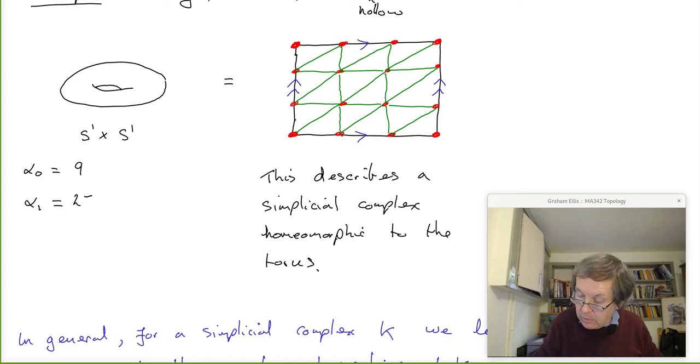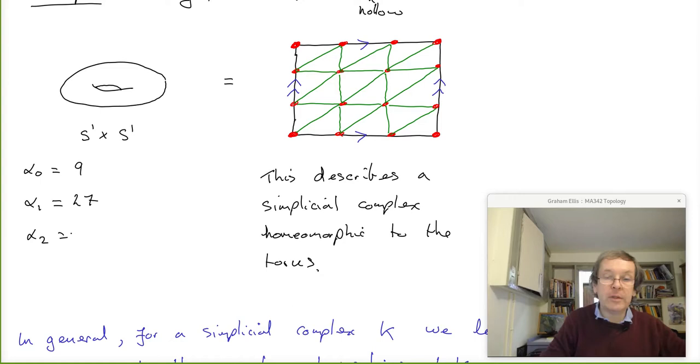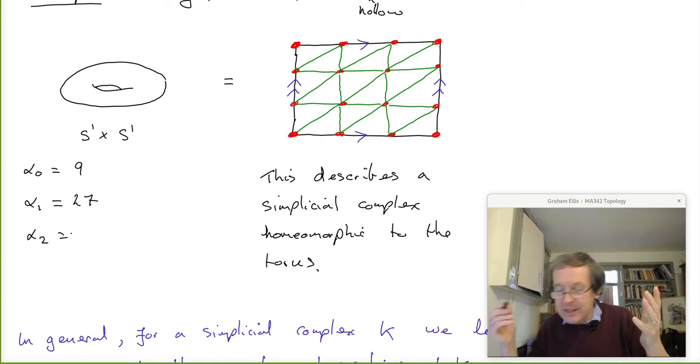And how many two simplices? How many triangles? Distinct triangles on my torus. The triangles have to be convex. Well, that's a good question. Yeah, in a simplicial complex, the triangles have to be convex, and you're absolutely right. They don't seem to be convex. They're not. So that's a really good question, because it makes me explain what I need to explain.